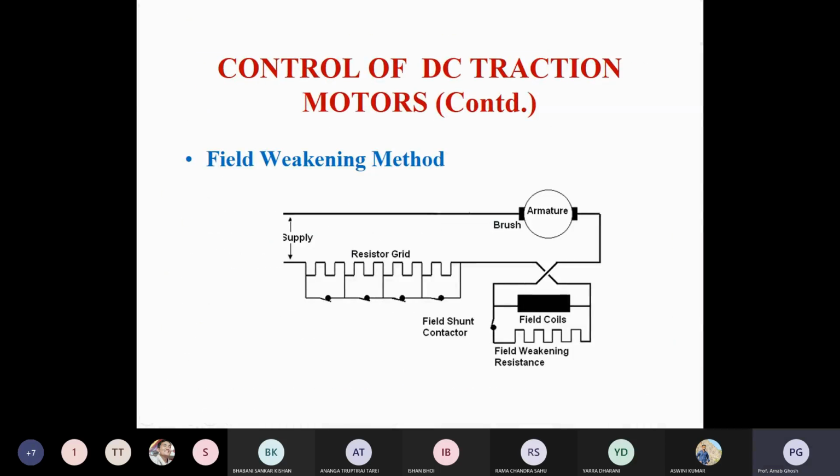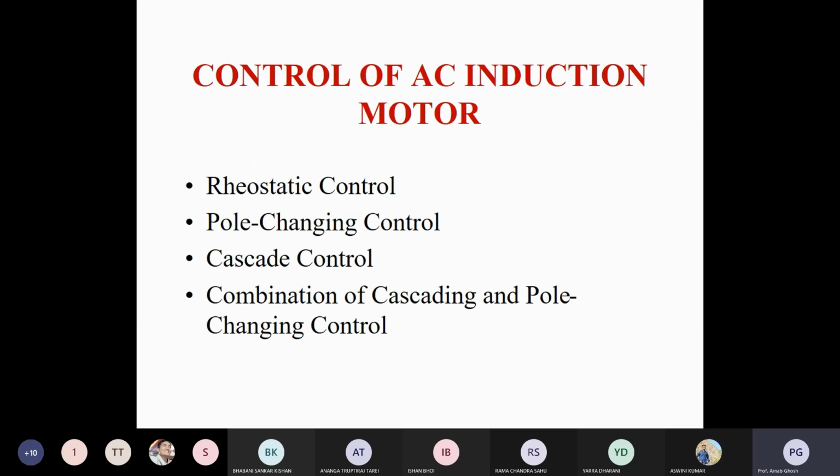Most of the things you know from your machine classes, so I'm not going to repeat all those things again. I just specify the names of the controlling methods. You can see from the slide that the most important controlling strategies are rheostatic control, pole changing control, cascade control, and a combination of cascading and pole changing control. All are very old and conventional control methods.